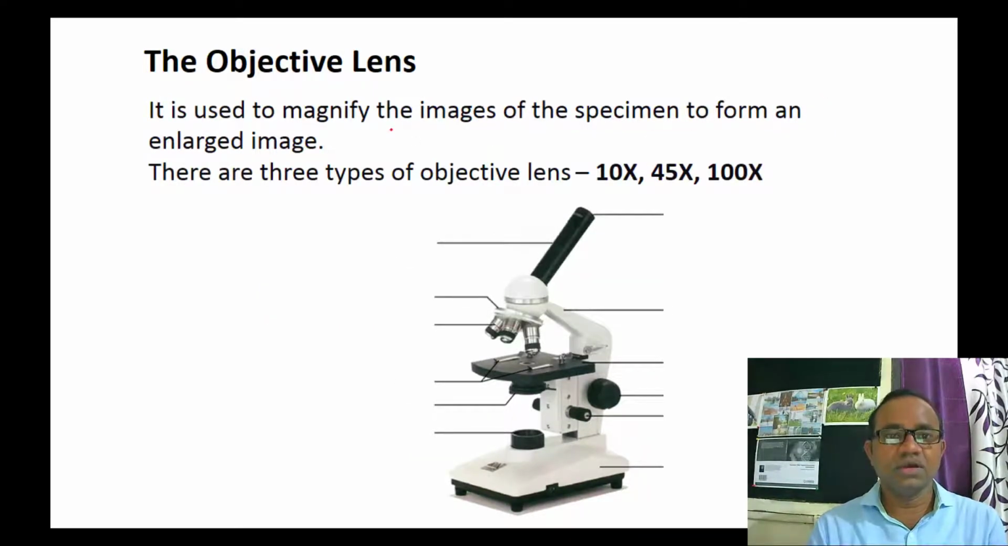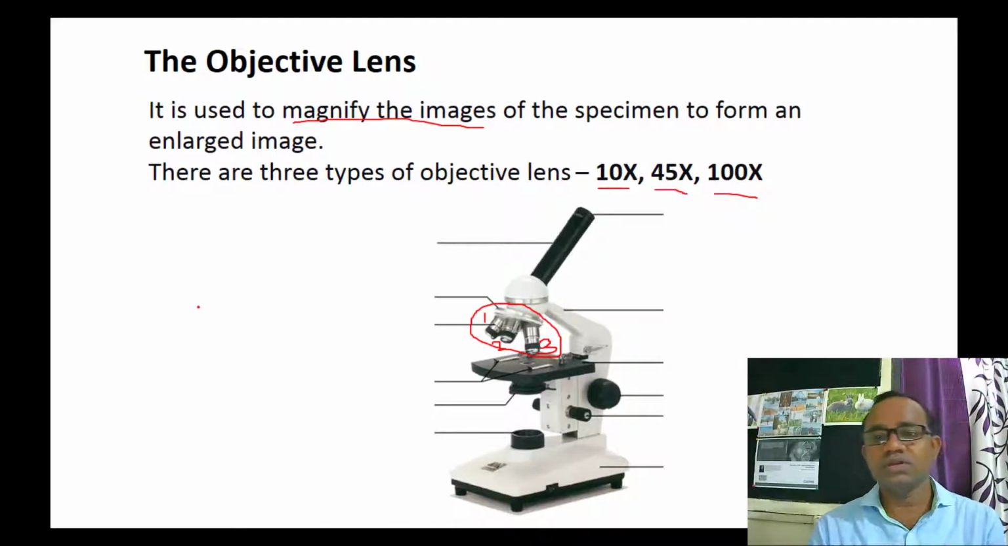The objective lens is very important and the heart of this microscope. It magnifies the image with the help of the objective lenses. Here you can see the three lenses that are attached. This particular area is called the objective lenses. There are three types of objective lenses: 10x, 45x and 100x.